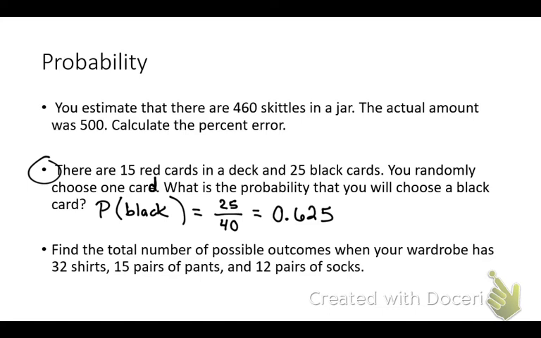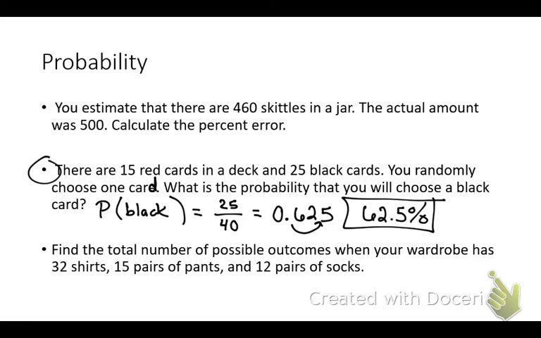If I say the probability that I would choose a black card is 0.625. Is that how I would describe the rain chances? It's 0.625 chance of rain today. No, I would say 62.5% chance that I would choose a black card. All right. Any questions on the probability?